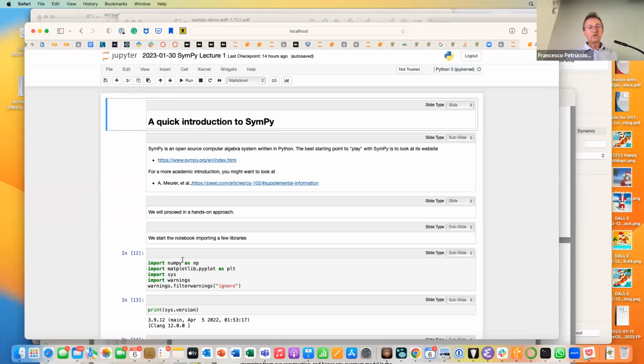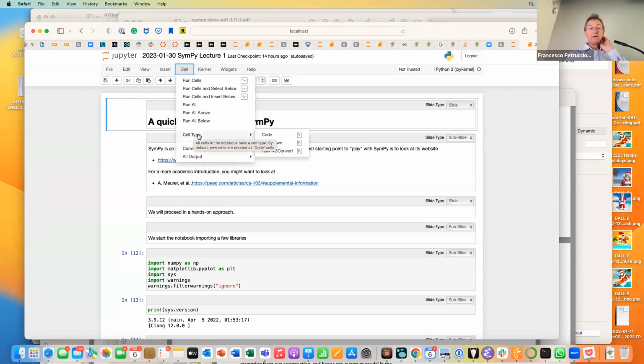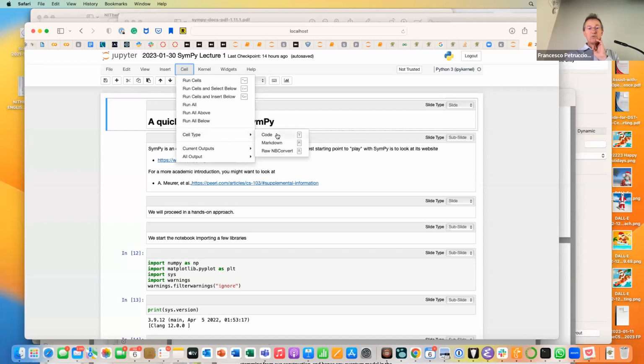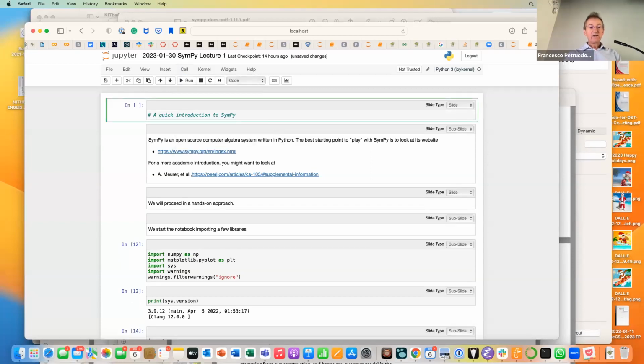You notice here there are two types of cells. This is a cell. If you go to the cell type, you see there are different cell types: code cells and markdown cells. This is a markdown cell. If I were to change the cell type to code and run it, it wouldn't do much. It just regards it as a comment.